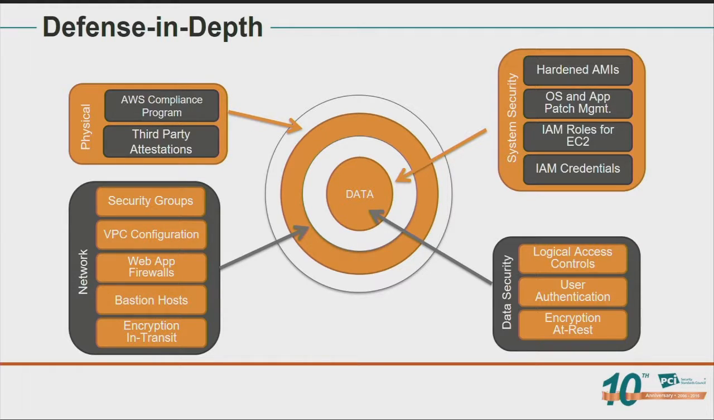And then doing things like proper OS and application patch management, as well as layering in things like identity and access management, or IAM roles, to make sure that we never bake hard credentials into the EC2 resource. We don't ever want to put API keys into a file because that's something that could be later exfiltrated. And then at the center of the ring here, we look at things like data security. So this is basically making sure that we have logical access controls properly baked into the environment, proper user authentication, and then leveraging encryption at rest where we can.